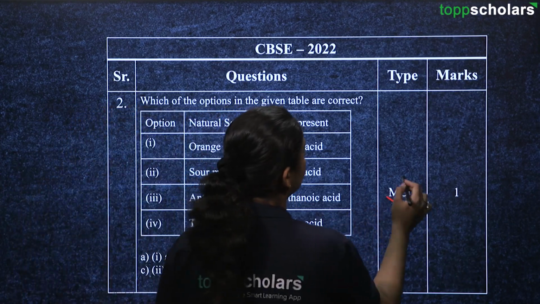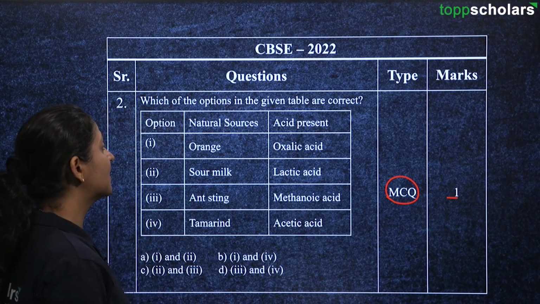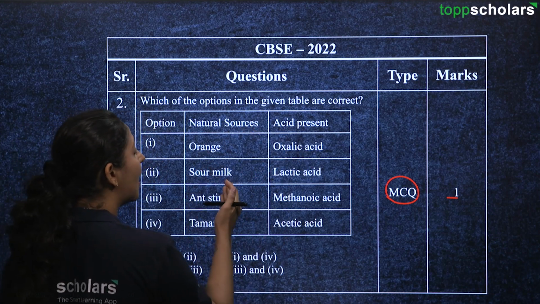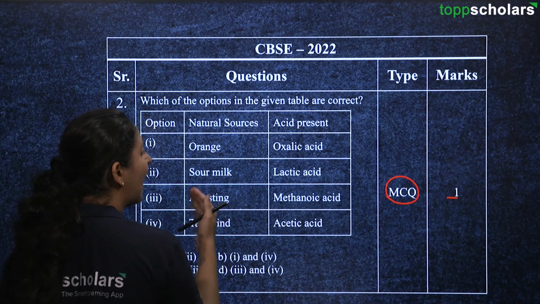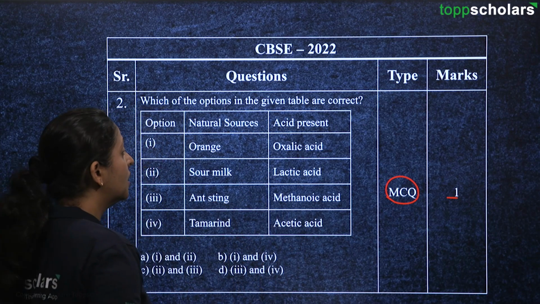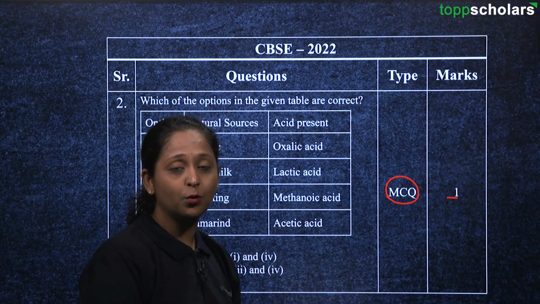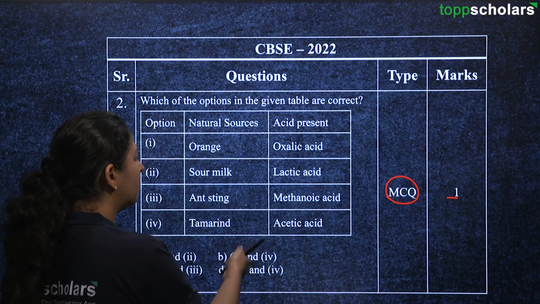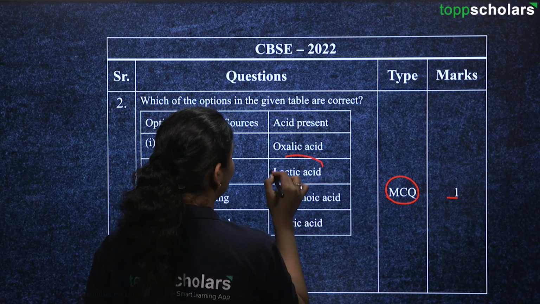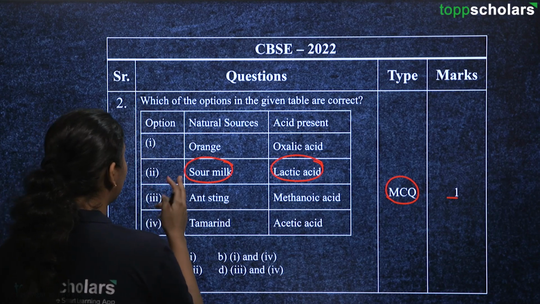Again, we have one more multiple choice question for 1 mark. Which of the following in the table are given as correct? So, natural source orange contains oxalic acid, sour milk contains lactic acid, ant sting contains methanoic acid, and tamarind contains acetic acid. So, out of all of these 4 sources, which particular acid is present in which particular substance, you have to determine the correct option. So, if you can see, sour milk is going to have lactic acid in it because milk contains lactic acid, correct? So, your second option is correct.